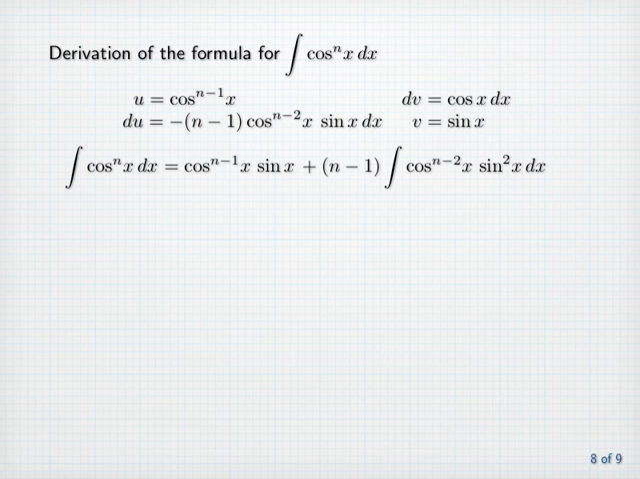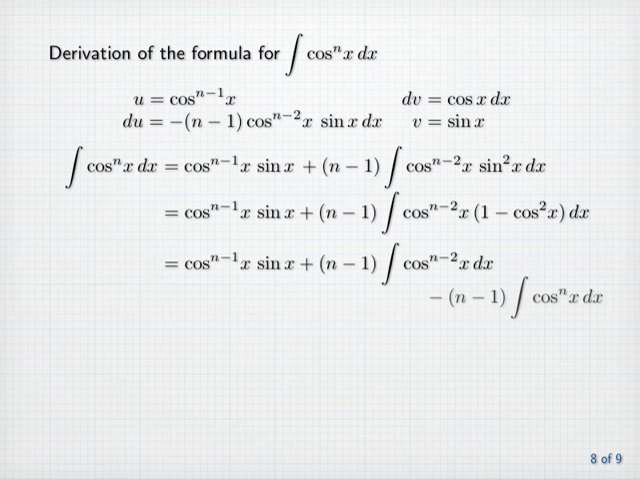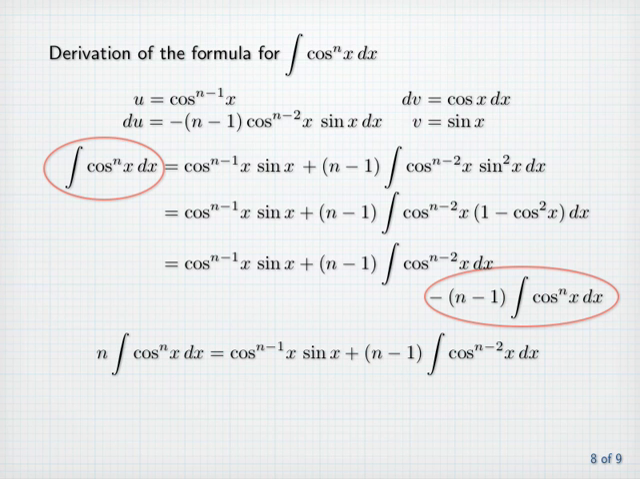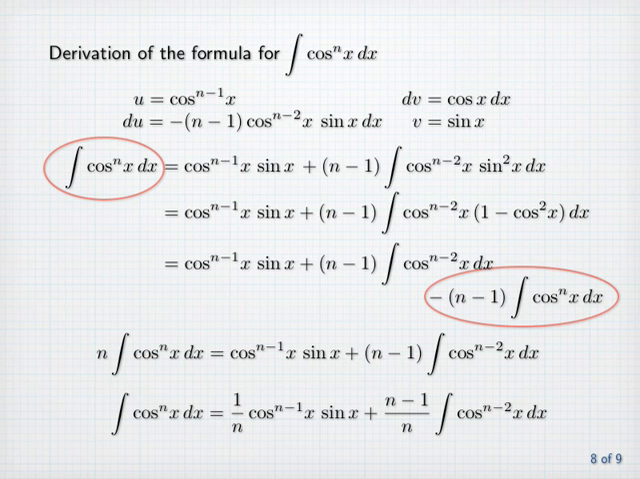Now let's replace sine squared x with 1 minus cosine squared x. Next, let's multiply out that integrand and break that whole thing up into two integrals. Notice that we now have a multiple of the integral that we're trying to compute on the right-hand side, which basically gives us an equation we can solve for the integral. We'll add n minus 1 times the integral to both sides, and we have n times the integral equal to the n minus first power of cosine x times sine x plus n minus 1 times the integral of the n minus 2 power of cosine x dx. Now dividing by n gives us our reduction formula.